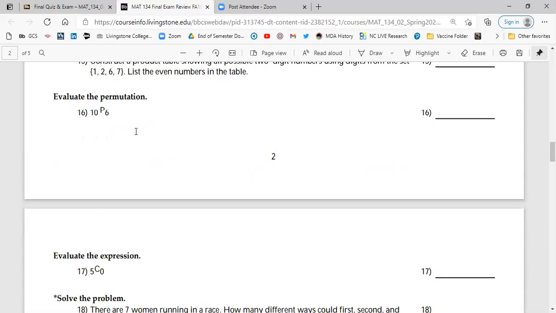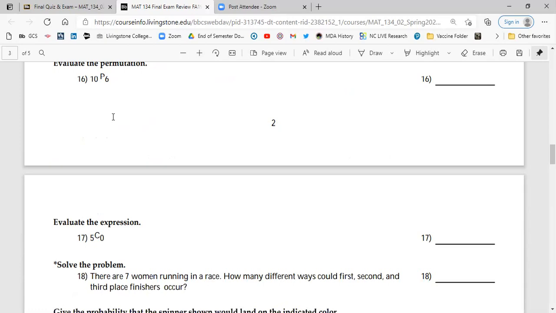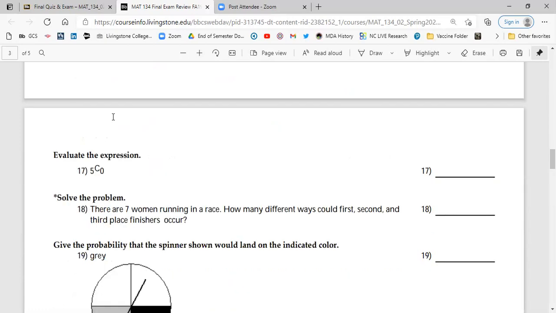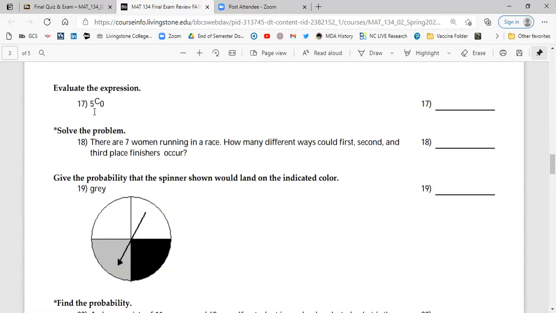Evaluate the permutation: 10 permute 6, 10 given 6 at a time. Questions with that? How about evaluate the combination of 5 given 0 at a time?